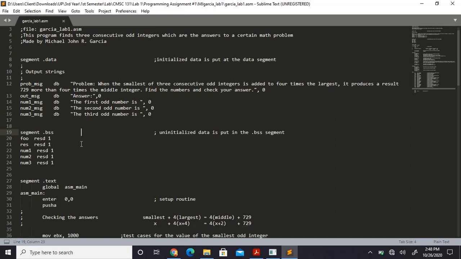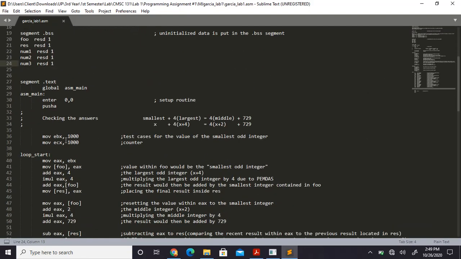So this is where I store my variables. Foo is a temporary variable that I will use later. Res would be the final answer. Num1 for the first integer, num2 for the second integer, num3 for the final integer.